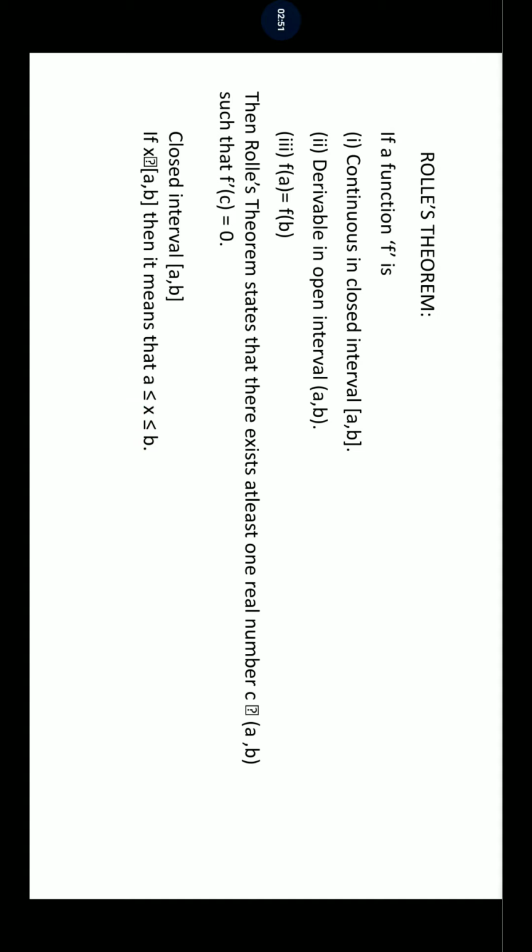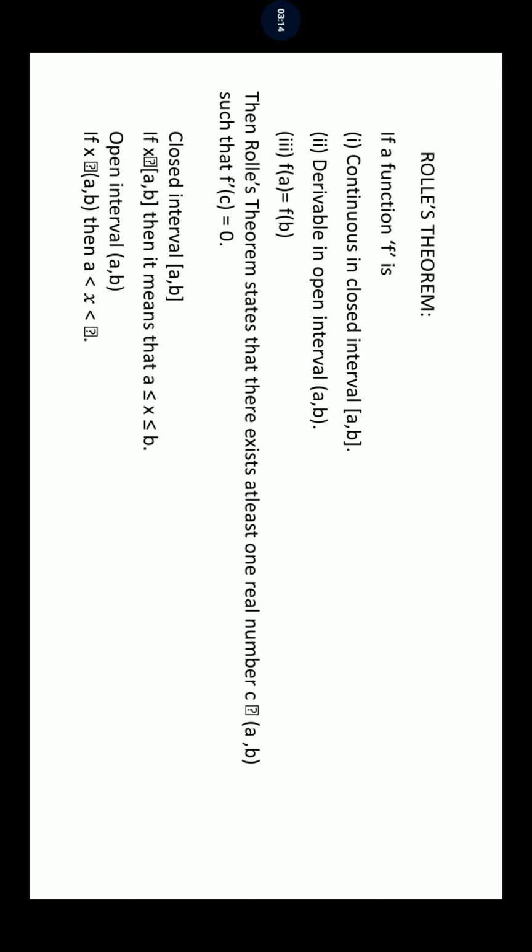But if we have open interval, then x cannot take the value a and b. It can only take the values in between a and b. So the basic difference between closed and open interval is that in closed interval, x can take the extreme values as well as those in between, but in open interval x can only take the values in between. It cannot take the extreme values. So hence this is your Rolle's theorem.